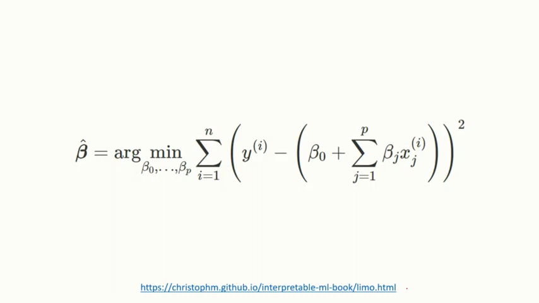You want to make this difference as small as possible by changing the value of beta. So that's the expression of this.